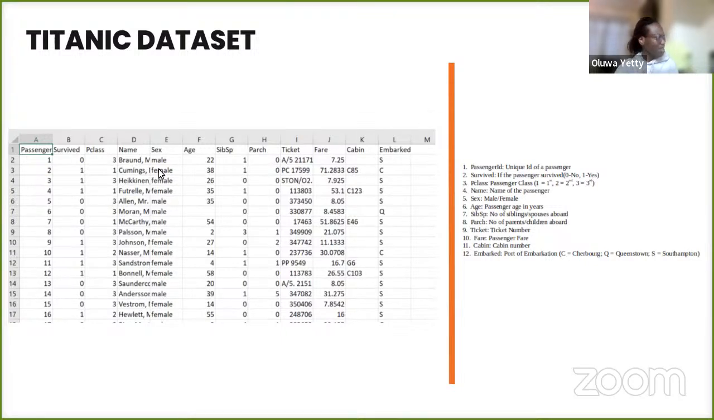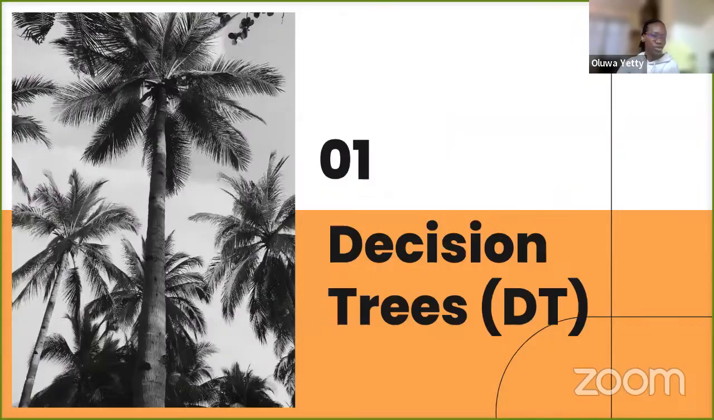So these are basically the columns. I believe you've been doing some classes up until now, so some things will no longer be foreign to you. I believe you know what a data set is. So given this, we'll just move on to decision trees.